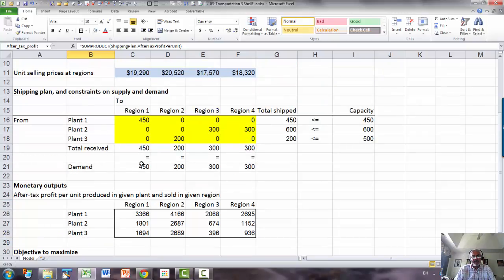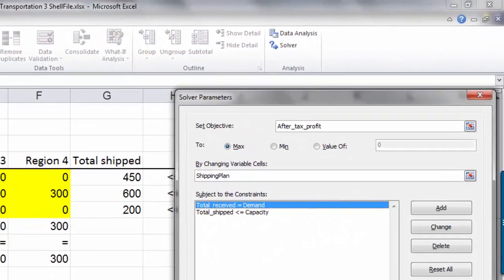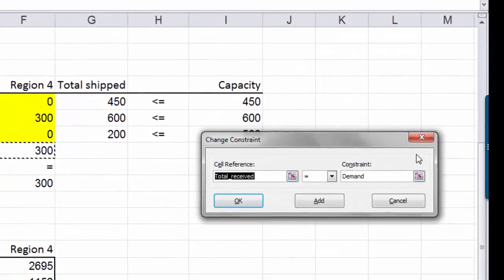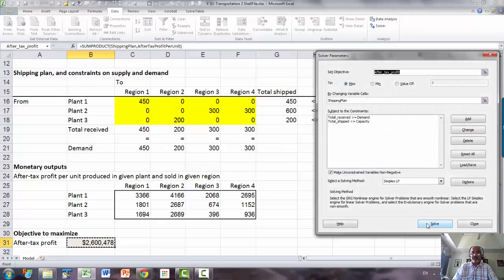Now, if these demands are assumed to be minimum demands, in other words, if we can supply more than the demand amount given here, then we will be able to make that additional profit. If that is the case, then we can change the demand constraint, instead of being set equal to the demand values, to greater than or equal to. So if these demands are only the minimum values and we will be able to sell additional shipment, then we can change this into a greater than or equal to constraint.